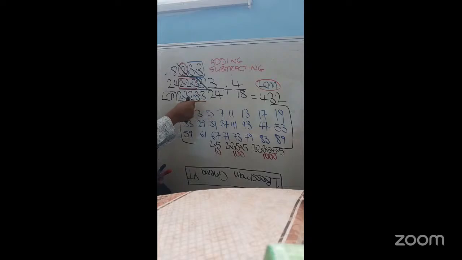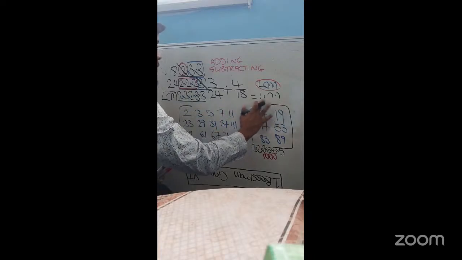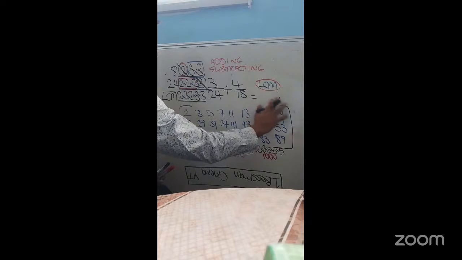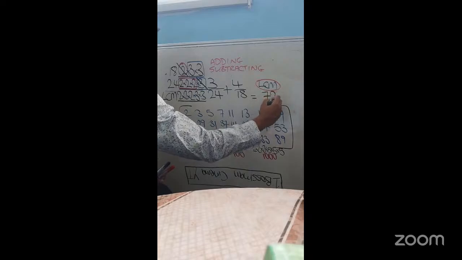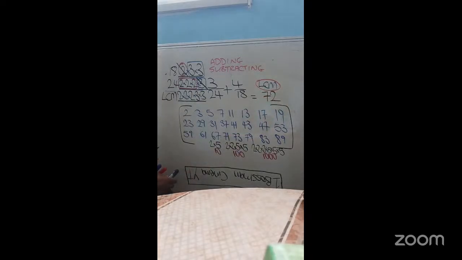18 plus 18, that's 36. 36 plus another 36, that is 72. So your LCM is actually not 432. Your LCM is actually 72. Right? So this is what happens when these numbers are composite as opposed to when they are prime.